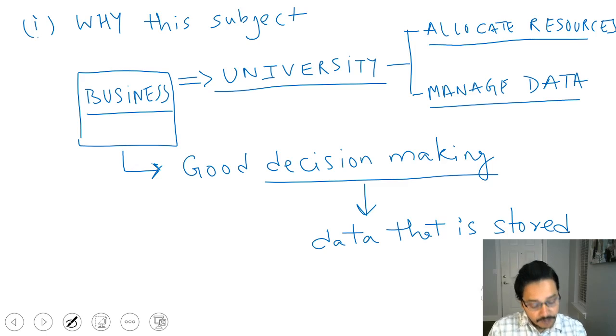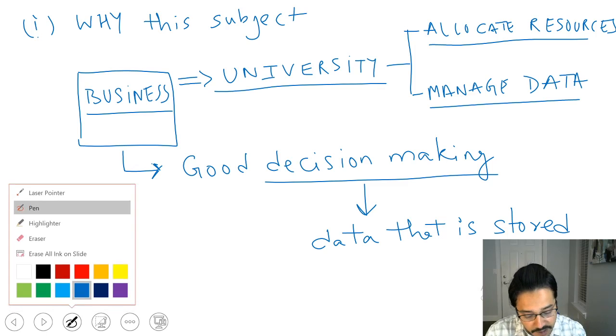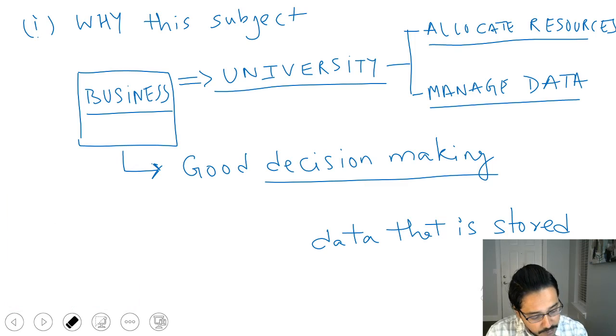Okay. So of course this dependency is also going to be the other way around. That means that the data that is stored helps in good decision making. So what that means is that the more efficiently you are able to store your data, you will be able to generate good information on which you can make good decisions. And if you make good decisions, then your business will be more and more successful.